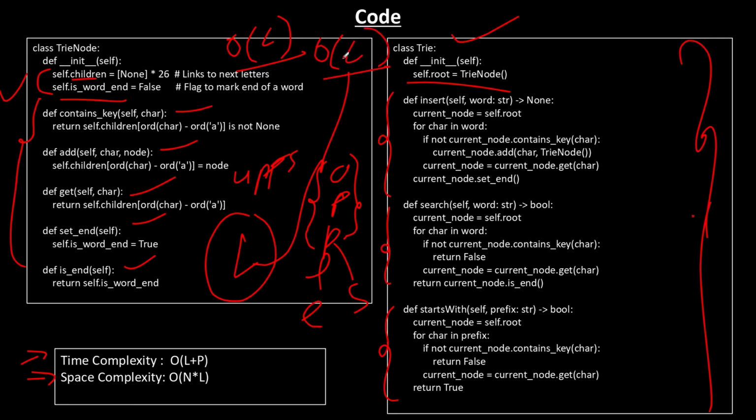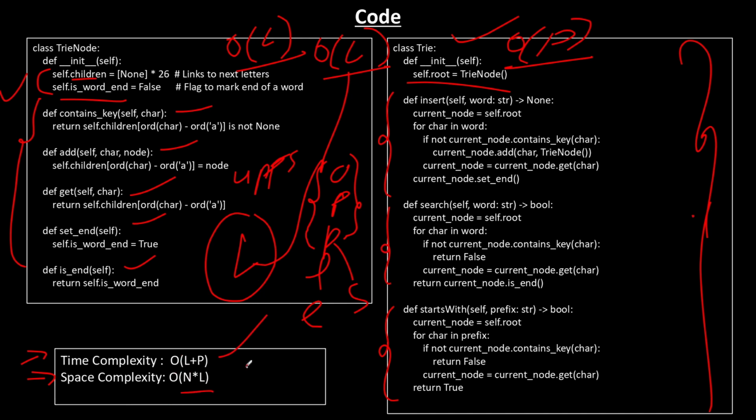The startsWith is the same traversal as search, but only up to the prefix length, right? That is why its time complexity is O of P. That is why the total time complexity comes out to be L plus P. Now, why is the space complexity N cross L?